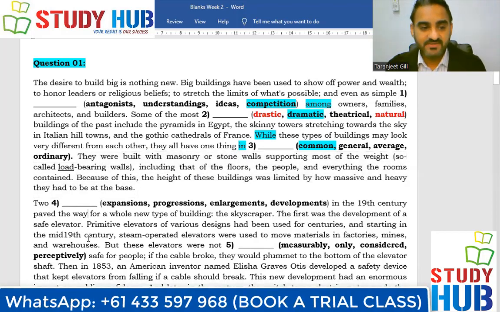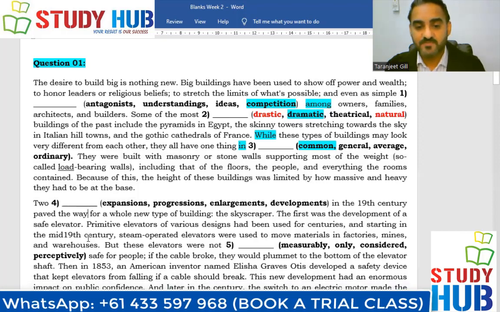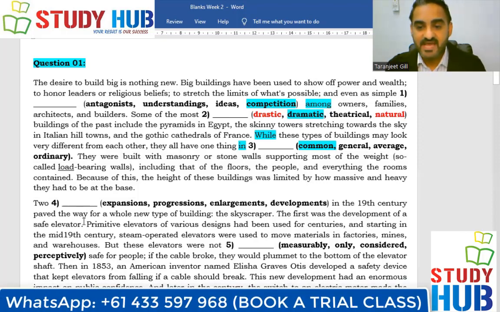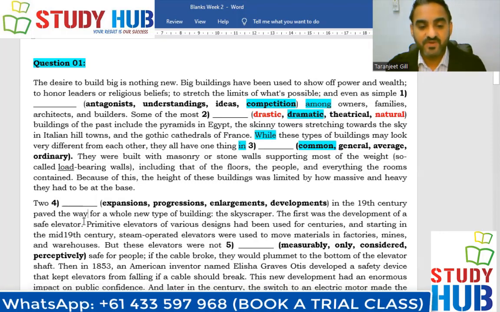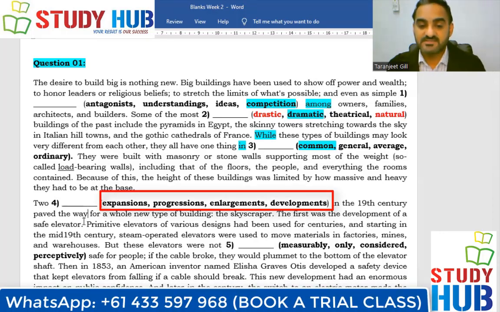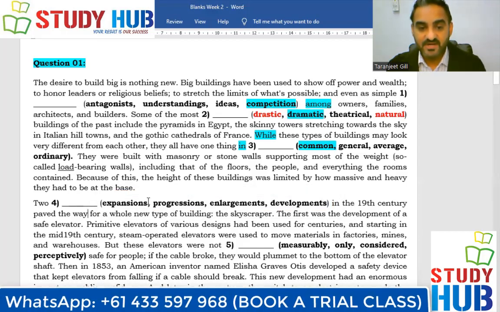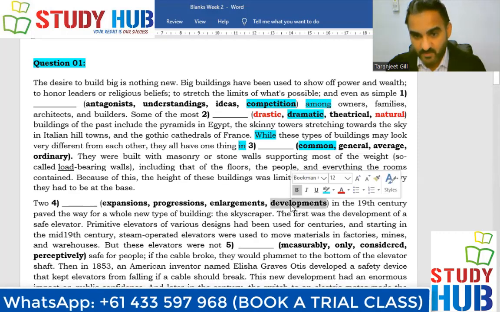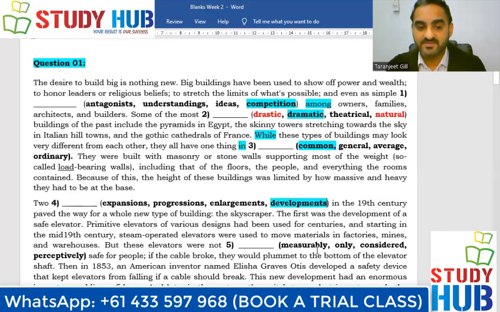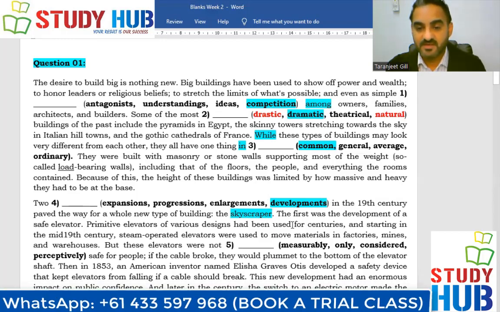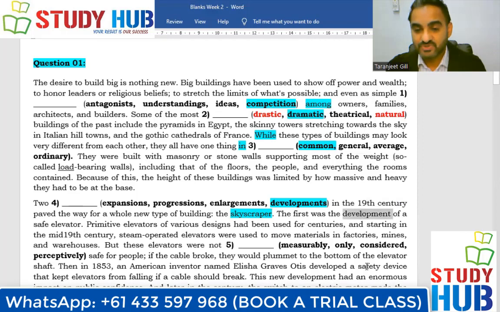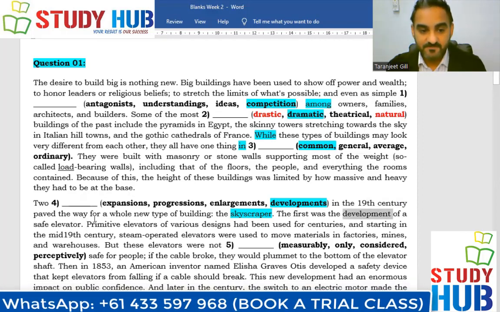Developments in the 19th century paved the way for a whole new type of building, the skyscraper. So we are talking about buildings here. So in this case, when it comes to buildings, a more appropriate word will be developments in the 19th century, right? Development of the buildings. And skyscraper gives you context that we are talking about buildings. Therefore, the more appropriate word for buildings will be skyscraper. The first was the development. Another reason we should go for development of a safe elevator.